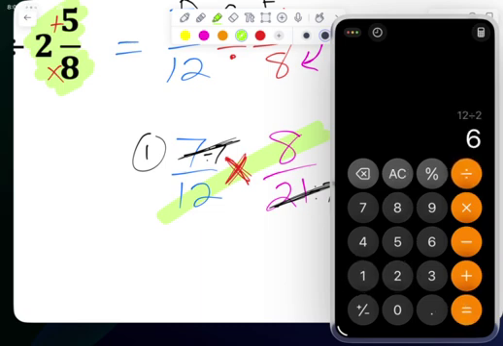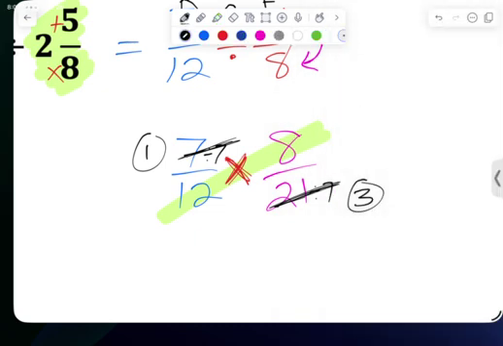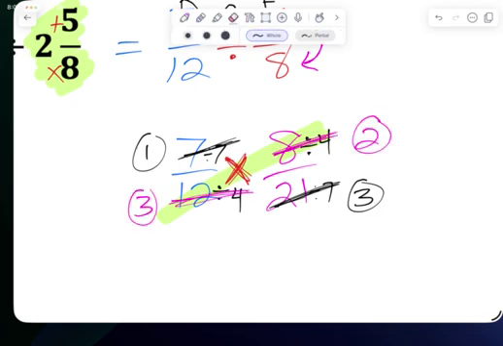But there's a number that's bigger than 2 and less than 8. It's 4. 12 divided by 4. See it? So we're going to divide them both by 4 this time. Divide by 4 and divide by 4. 12 divided by 4 is 3, and 8 divided by 4 is 2. All right, clean it up a little bit.